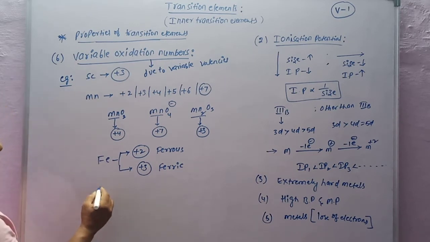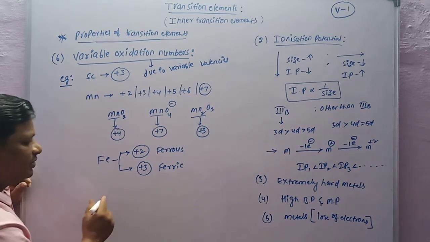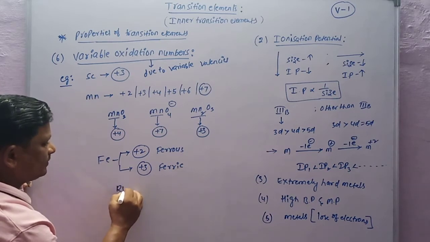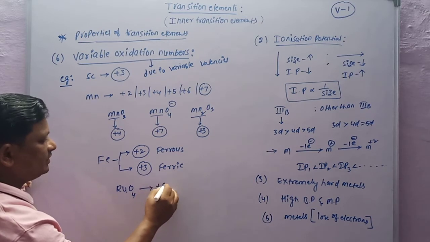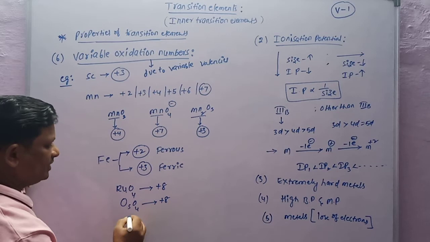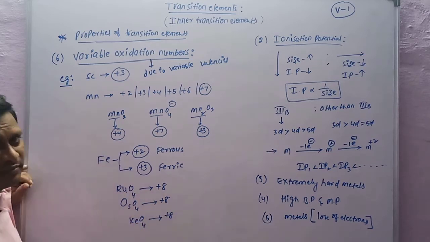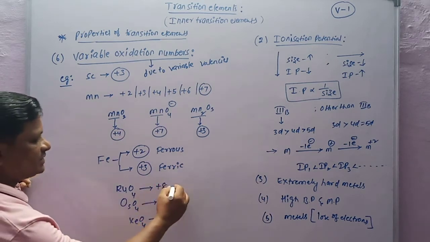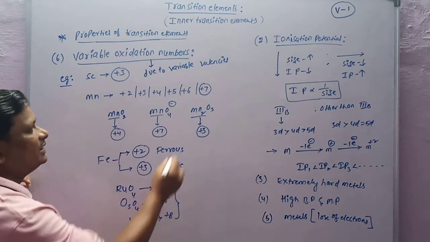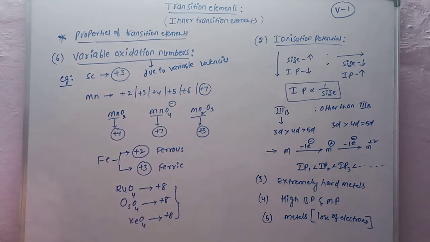Now in the total periodic table, the highest oxidation number is shown by ruthenium. Ruthenium tetroxide is +8. Osmium tetroxide is also +8. Xenon tetroxide also has oxidation number +8. That is the first highest. The second highest oxidation number is shown by manganese in potassium permanganate, KMnO4.